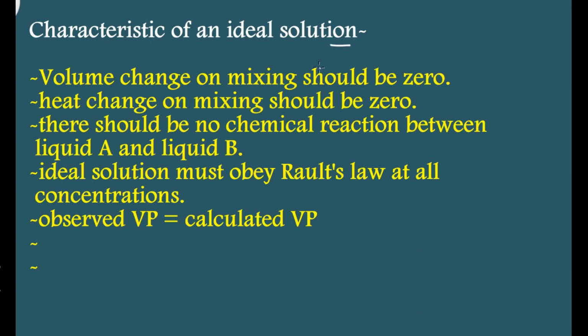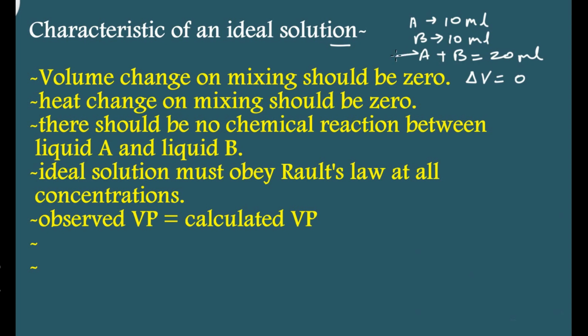Now, what are the characteristics of an ideal solution? Volume change on mixing should be zero. Delta V should be zero. When you mix the two liquids A and B together, the volume change is zero. Means if solution A is 10 ml and B is also 10 ml, then A plus B should be equal to 20 ml. That's it. There is no change in volume, that is, no increase in volume, no decrease in volume.